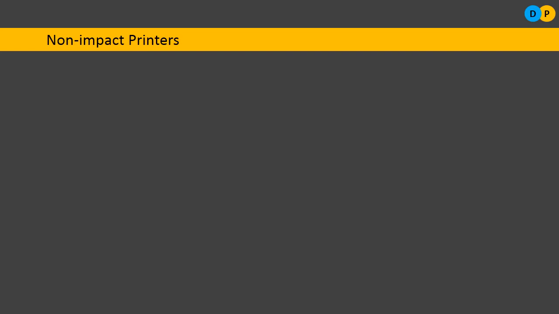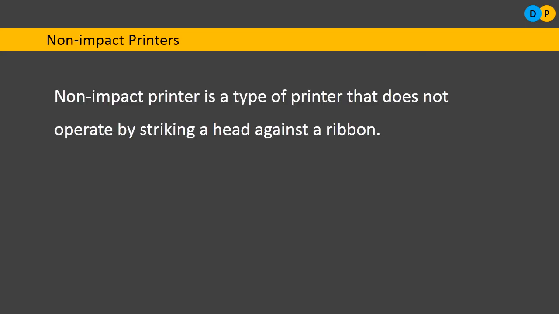So obviously, what is a non-impact printer? A printer which will not employ any force, without touching or coming in contact with the paper. If it produces the image that way, then such a printer is referred to as a non-impact printer. A non-impact printer is a type of printer that does not operate by striking a head against a ribbon. Usually in non-impact printers we will not be using a ribbon. So different non-impact printers are the inkjet printer, a very popular one, followed by the laser printer and thermal printers.